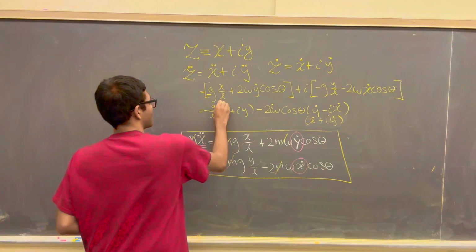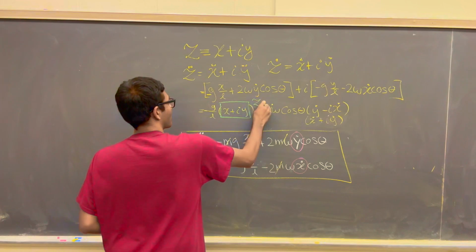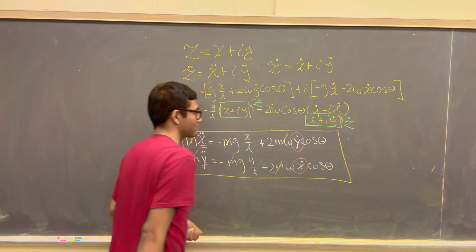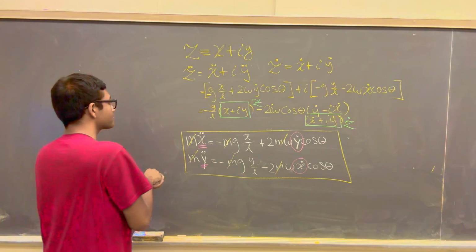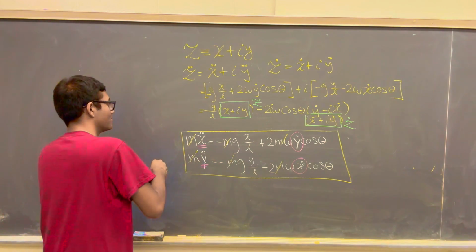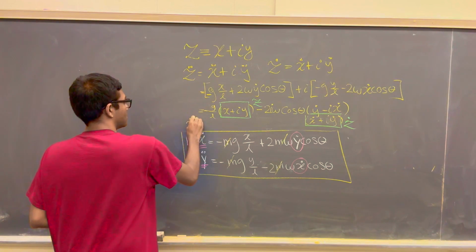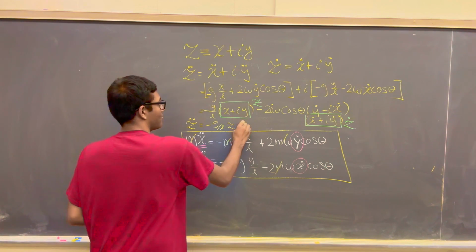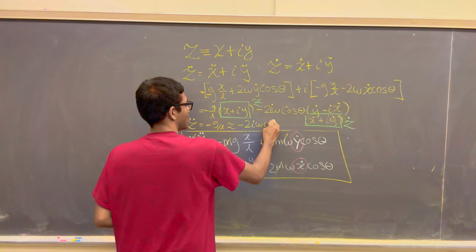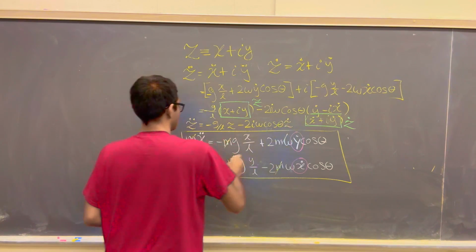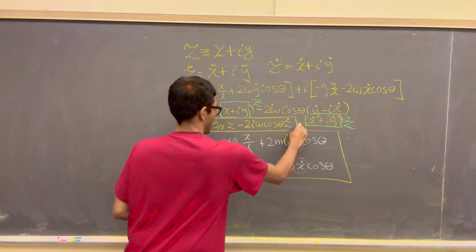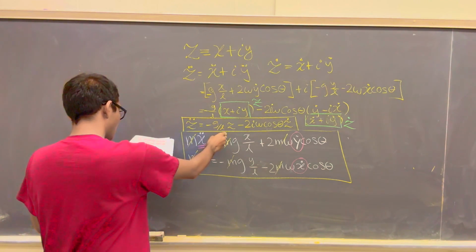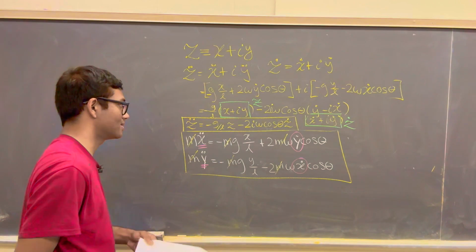So x plus iy can be replaced by z, and x dot plus i y dot we can replace by z dot. Then our equation of motion now becomes z double dot is equal to minus g over L times z minus 2i omega cosine theta times z dot. So this is our new differential equation: z double dot is minus g over L z minus 2i omega cosine theta z dot.